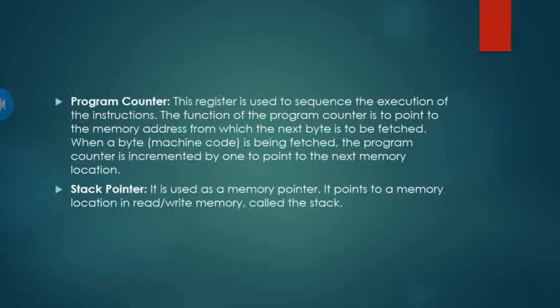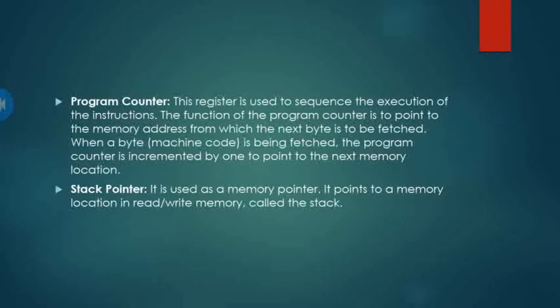Program counter register is used to sequence the execution of the instructions. Sequence means it provides sequence also. For example, there are total 5 instructions. So program counter will place all the instructions in a queue one by one, and CPU will pick all the instructions one by one. So program counter is also used to provide sequence to the execution of the instructions.